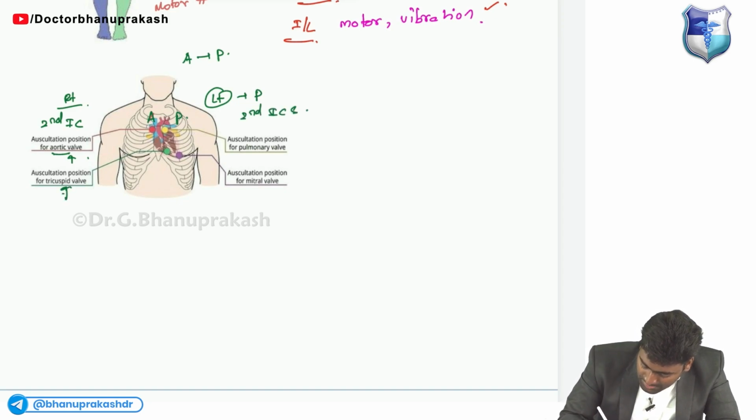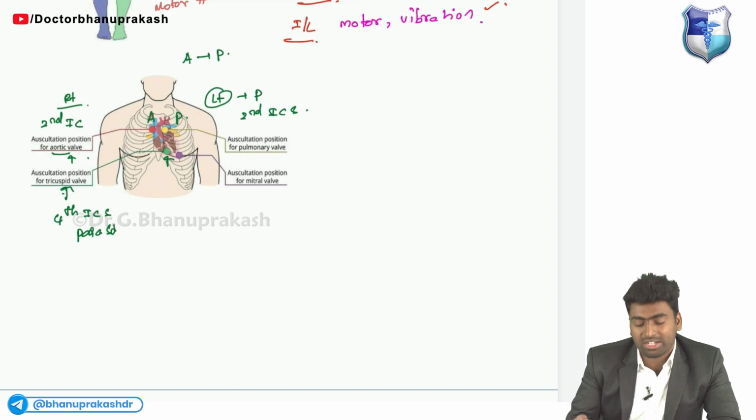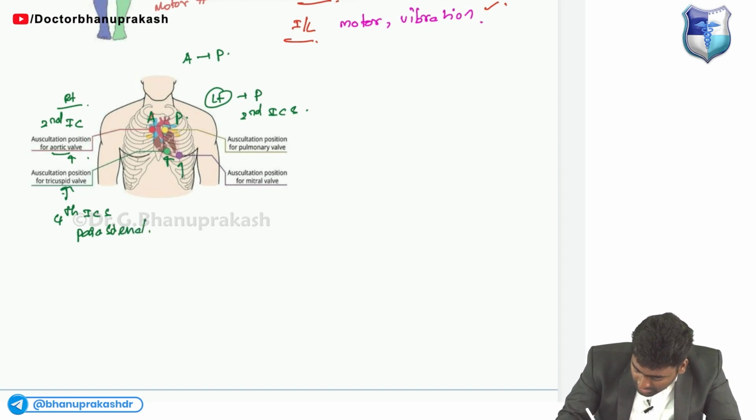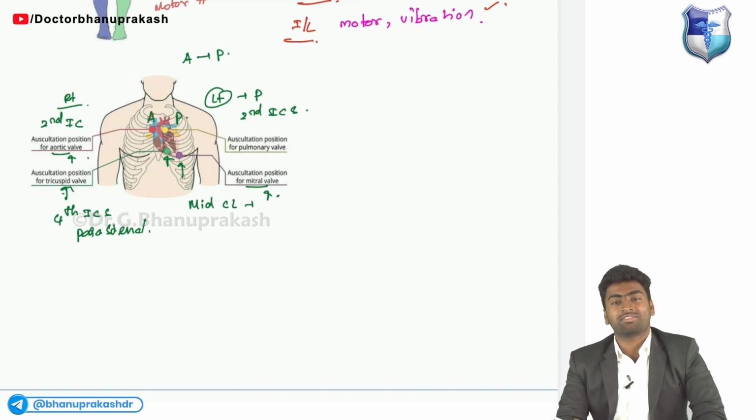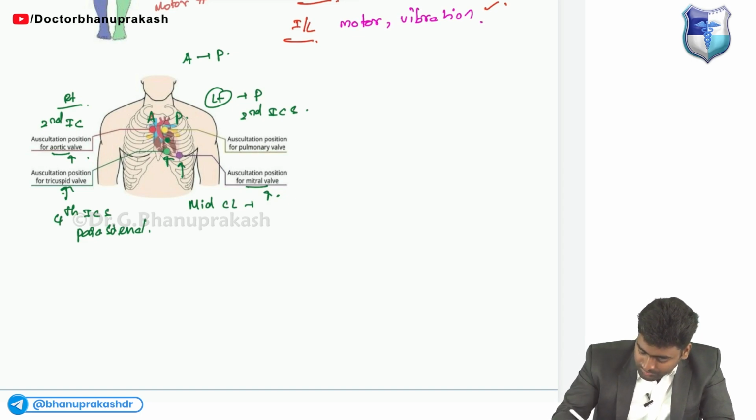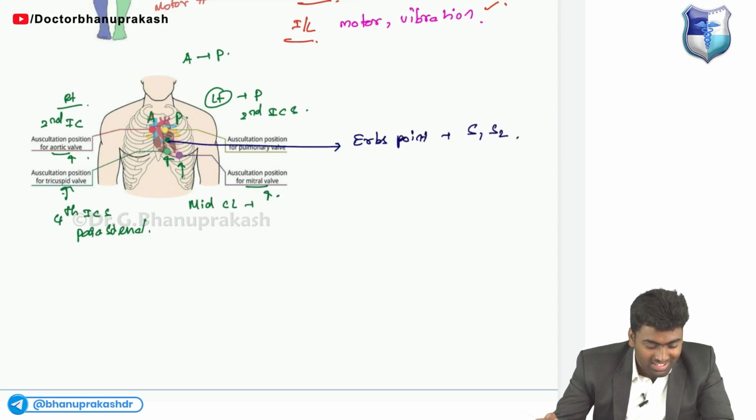Whereas for the tricuspid valve, it is the fourth intercostal space around the parasternal line, adjacent to the sternum. And around the mid clavicular line you will be able to hear the mitral valve. Between the second and the fourth, there is the third intercostal space, which is known as Erb's point, where you can hear S1 and S2 simultaneously.